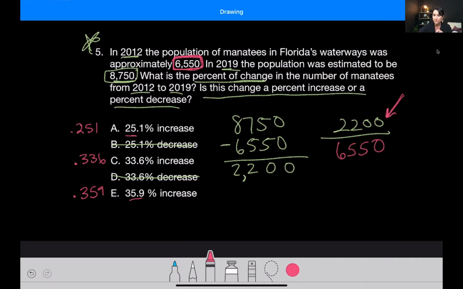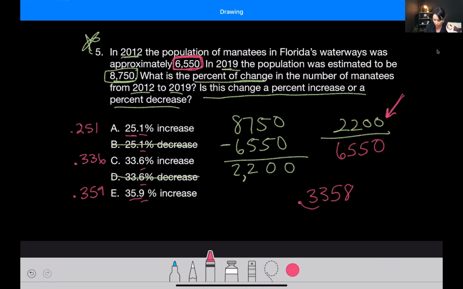And when we do, what I'm going to have you do is do this with your calculator. 2,200 divided by 6,550, and we get 0.3358. And it says round to the nearest, does it say round? I don't think it says round, but I can see I've got 1 decimal point over.